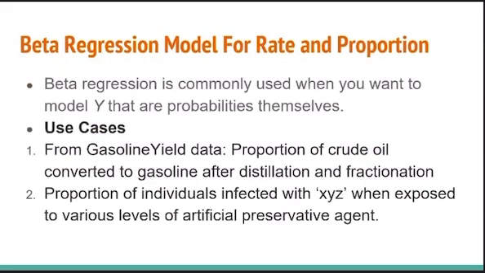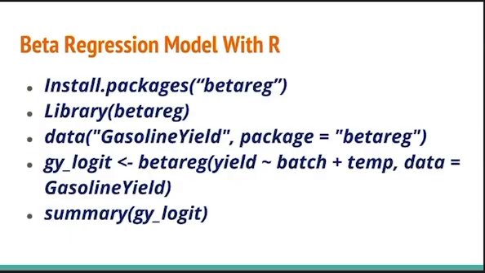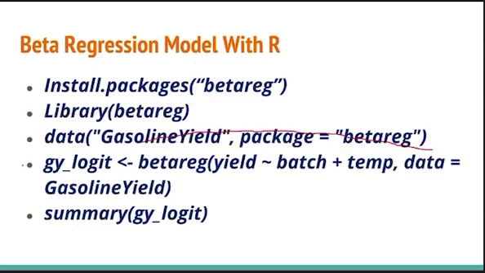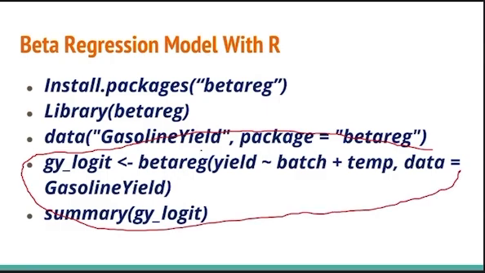Now, I've given this example, the gasoline. How do we do this in R? Please pay attention. You need to load a package called betareg. If you load the package called betareg, you're going to have access to this gasoline data in R. Look at here. You actually are going to write betareg. In the linear regression, you normally write lm. In the generalized linear model, you normally write glm and you indicate the family. But in the case of a beta regression, you write betareg.